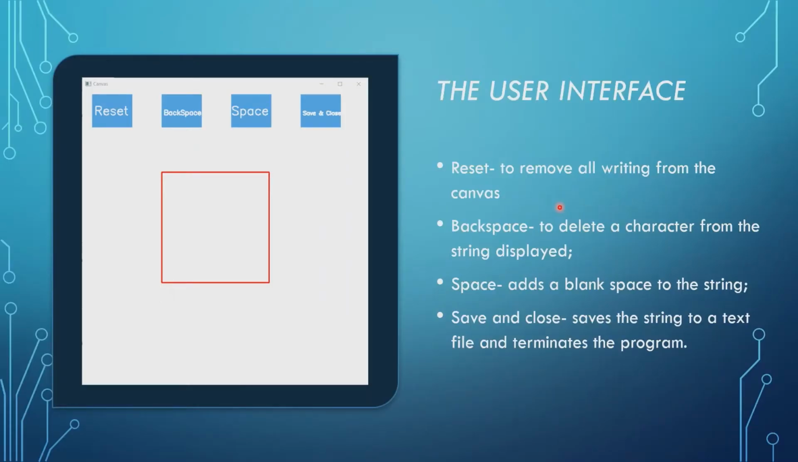This is our user interface, which we refer to as the canvas. Users are expected to write one letter at a time inside the red box. Only what's written inside the red box will be passed to the character recognition framework. Some other features to make our system more useful are a reset button to remove all the writing from the canvas, backspace to delete a character from the string displayed, space adds a blank space to the string, and save and close saves the string to a text file and terminates the program.